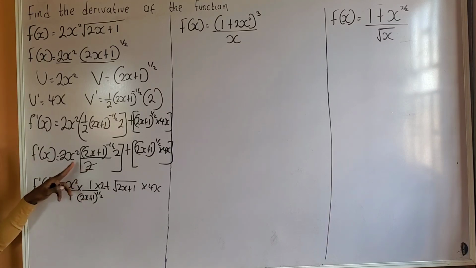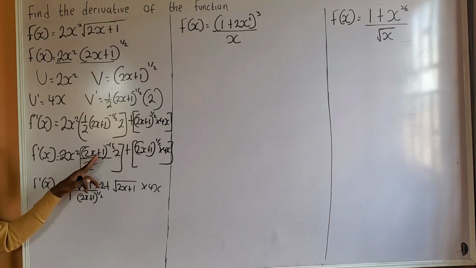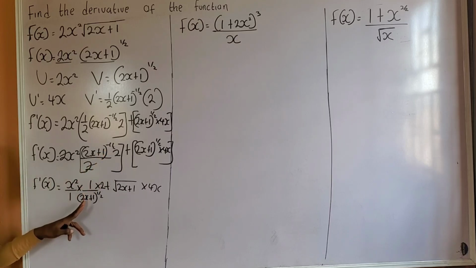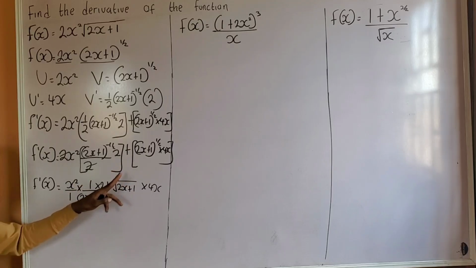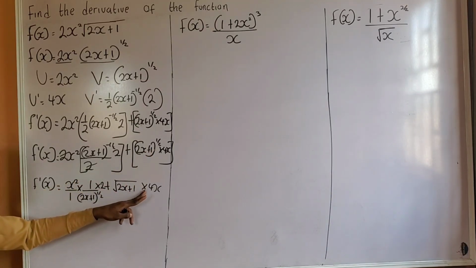These two eliminate these two here, so I'm left with x squared. So I'm going to have x squared all over 1. Are you getting it? And because 2x plus 1 is raised to the power of negative 1 over 2, I'm going to have 1 over 2x plus 1 raised to the power of 1 over 2. Are you getting it? This 2 is here, and this addition sign is here. Now 2x plus 1 raised to the power of half is the square root of 2x plus 1, and this is multiplied by 4x.